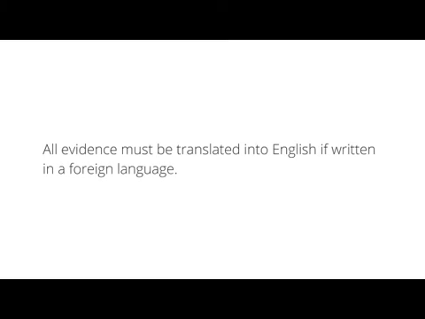There are things to remember and tips to keep in mind when submitting evidence. All evidence must be translated into English if written in a foreign language. The person who translates the document does not need to be certified by any authority to perform the translation. He or she just needs to certify that he or she is fluent in English and the foreign language being translated. Always be truthful and never file a fraudulent document.